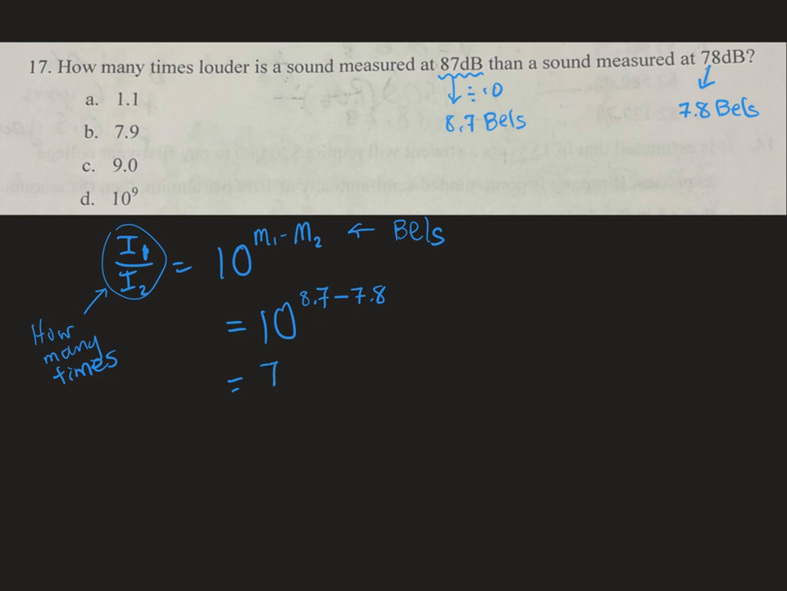And then we just put that in the calculator and we should get 7.943 and so on. And that means rounded to the nearest tenth from what we see above, 7.9 times louder, basically, would be that answer. Alrighty, so the answer should be B. Hope that helped.